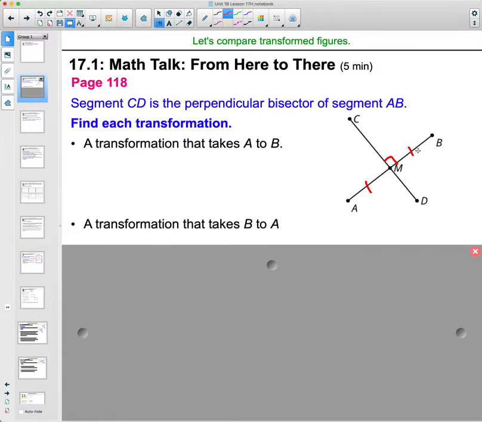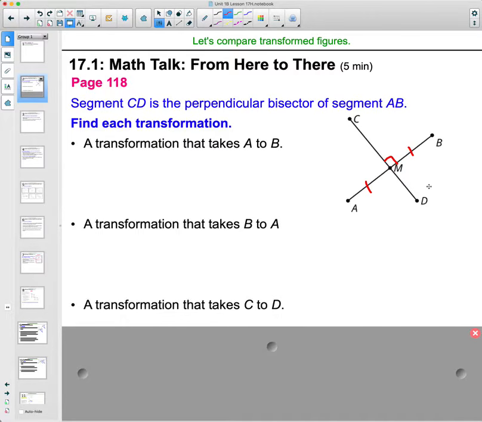A transformation that takes B to A, so very similar. You could reflect over CD, rotate 180 degrees, either clockwise or counterclockwise around point M, or translate B to A along that segment BA.